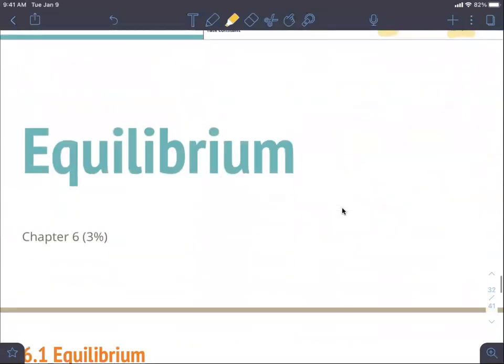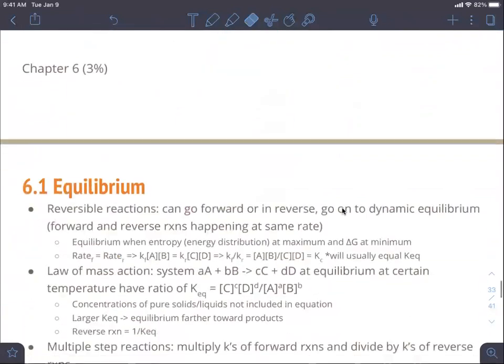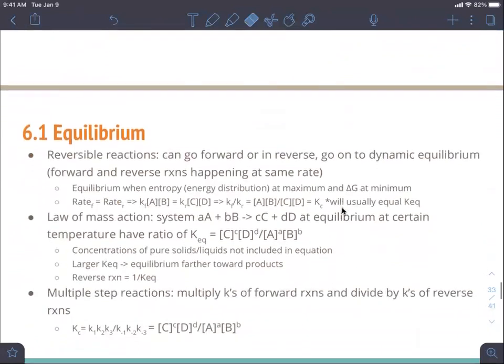Okay, so chapter 6 is equilibrium. As you can see, equilibrium is not a very important chapter at all. It's only about 3%, but it provides an important foundation for the next chapter, which is thermodynamics, and thermodynamics is an exceptionally important chapter. So we will just go over equilibrium. It's not a really long chapter, and a lot of it is pretty intuitive.